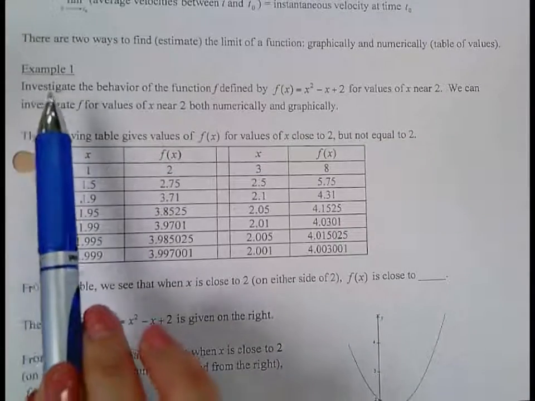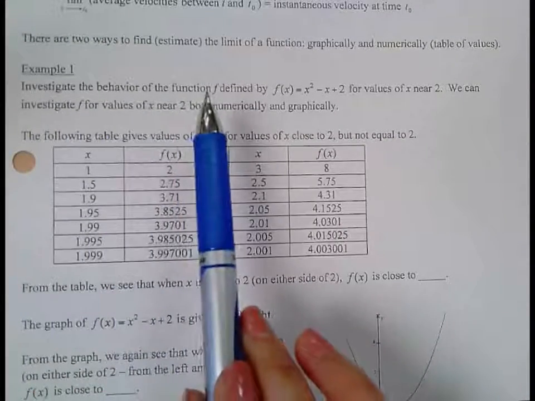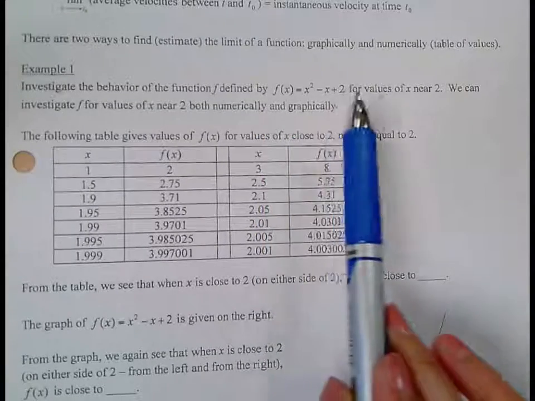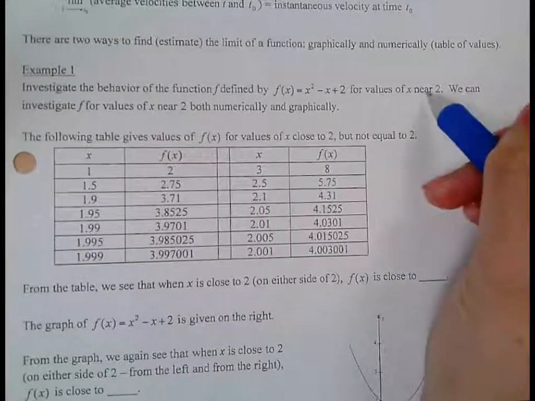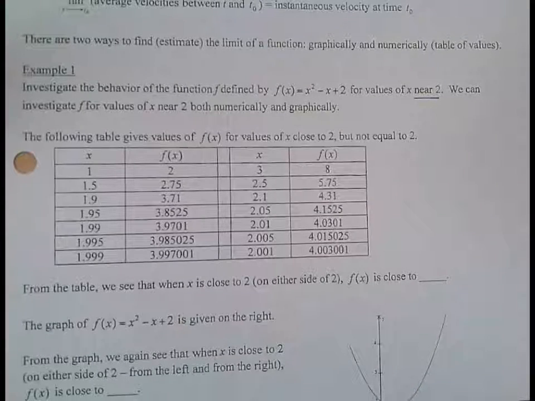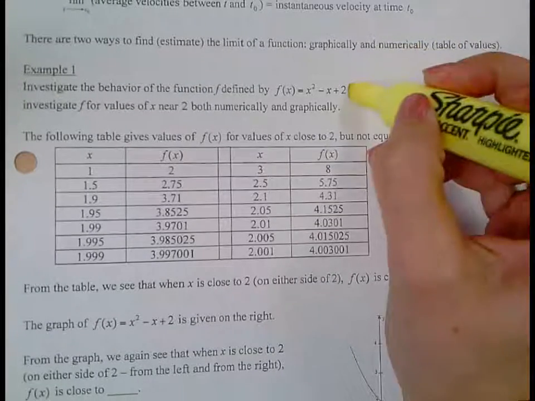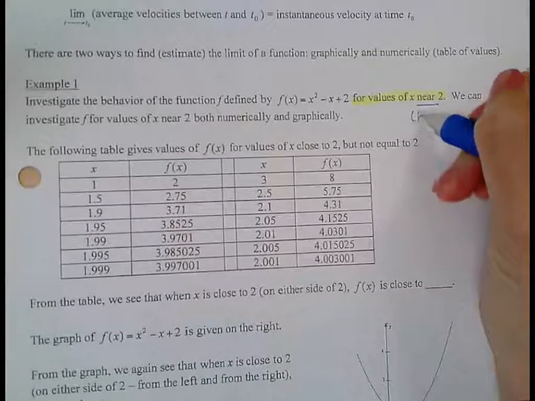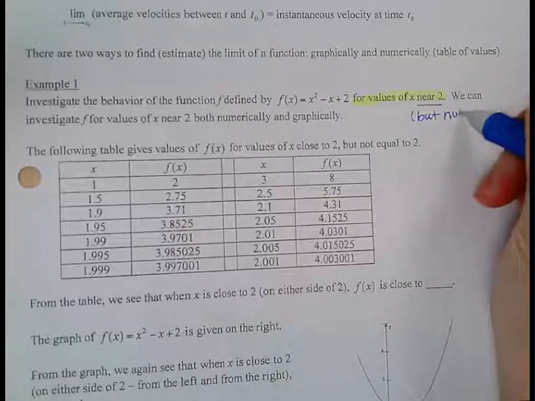It starts out by saying investigate the behavior of the function f defined by f of x is x squared minus x plus 2 for values of x near 2. So near 2, that's an important way to phrase this. Actually, I'll highlight that. Because, and I'll discuss this a lot, it only matters in this case what's happening for the values of x near 2, but not equal to 2.